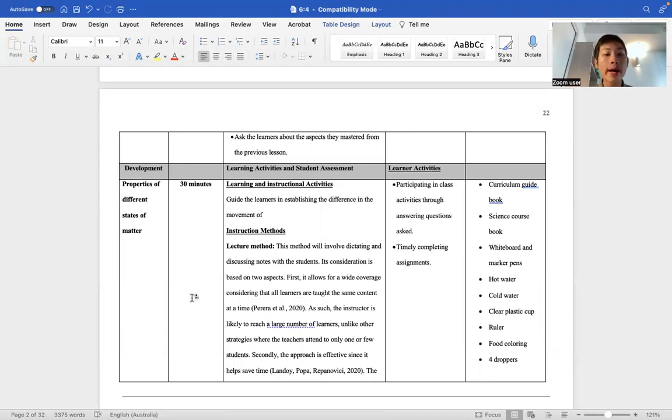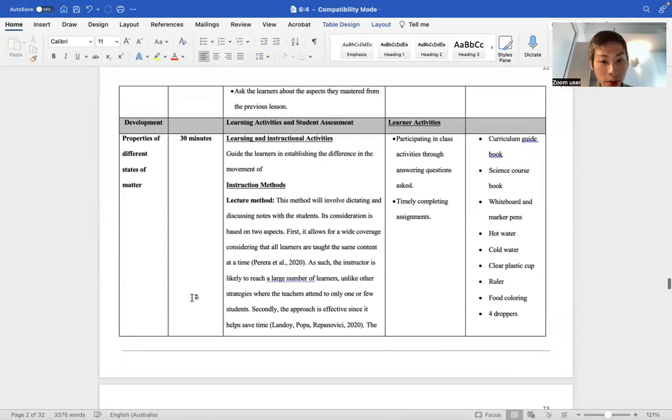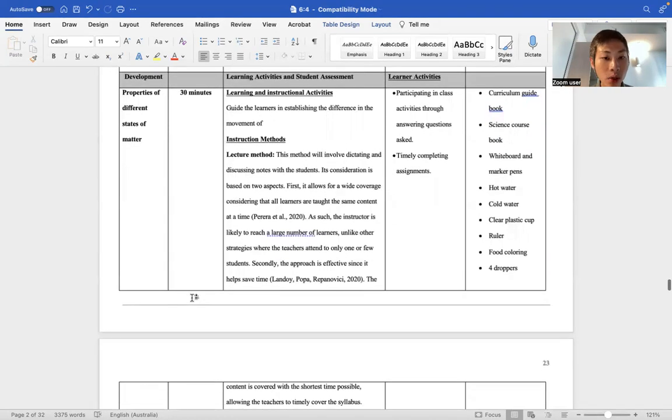I intend to use a wide coverage considering that all learners were taught the same content at a time. So the second approach would be effective since it saves time according to Landau, Popper, and Repanovici 2020. Since it is likely to reach a large number of learners, unlike other strategies where teachers attend to only one or a few students. The lecture method can have some flaws if it's not accurately applied.